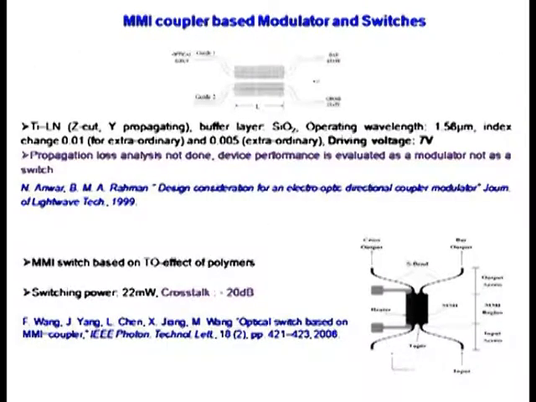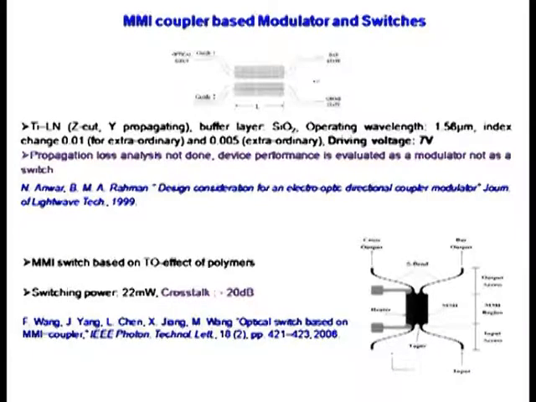Then MMI coupler based modulators and switches with the electro-optic effect. This was by B.M.A. Rahman from a university in the UK. They came up with a publication in 1999 in the same Journal of Lightwave Technology, and they used the material titanium indiffused lithium niobate with the Y cut and Z propagating direction. For the buffer layer, they used silica, and the operating wavelength was 1.56 micrometer.